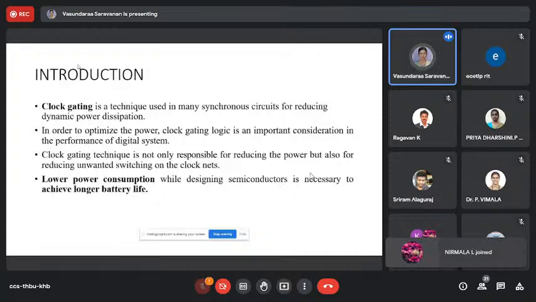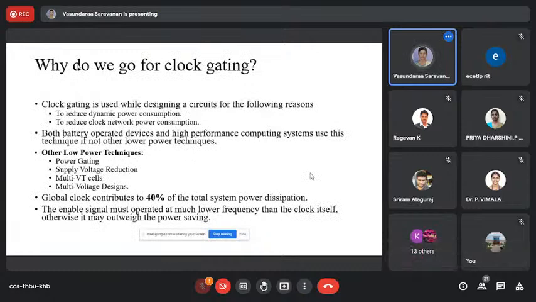The reasons why we go for clock gating are that it is used to reduce the dynamic power consumption and reduce clock network power consumption. Both battery operated devices and high performance computing systems use this clock gating technique. If not, they use other low power techniques like power gating, supply voltage reduction, multi-VT cells, multi-voltage designs, etc. Global clock contributes to 40% of the total system power dissipation. The enable signal must operate at much lower frequency than the clock itself. Otherwise, it may outweigh the power saving.